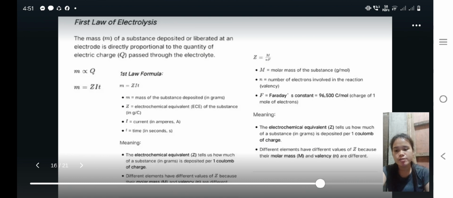Different elements have different values of Z because the molar mass and the valency are different. So to get the electrochemical equivalent, this is the formula: Z equals M over nF, from Faraday's law. The M is the molar mass of a substance, in grams per mole, and n is the number of electrons involved in the reaction, or the valency, and F is Faraday's constant, which is 96,500, the charge of 1 mole of electrons.